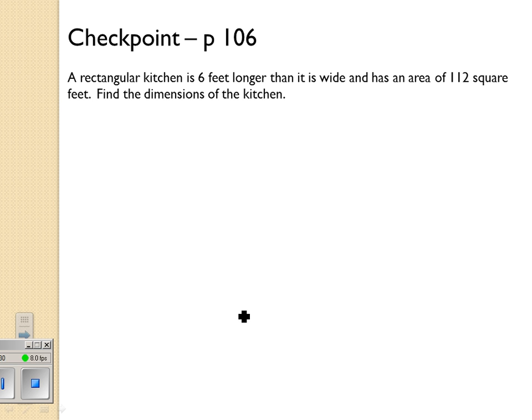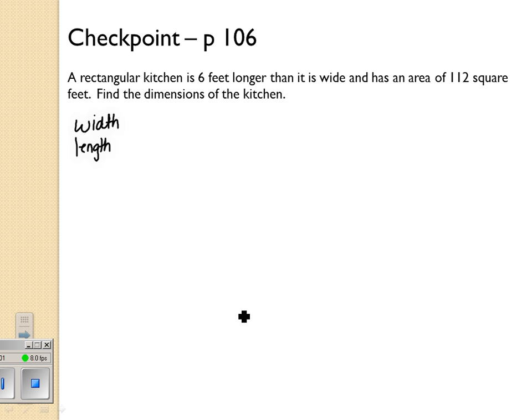It says a rectangular kitchen is 6 feet longer than it is wide and has an area of 112 square feet. Find the dimensions of the kitchen. All right, so we're talking about a length and a width here. But in order to solve our equation, it would be really nice to keep it as an equation in one variable. So what I look at is we need some kind of a way to represent width and length. Because of course we all know to find the area of a rectangle, we're going to need to multiply length times width to get that area of 112.